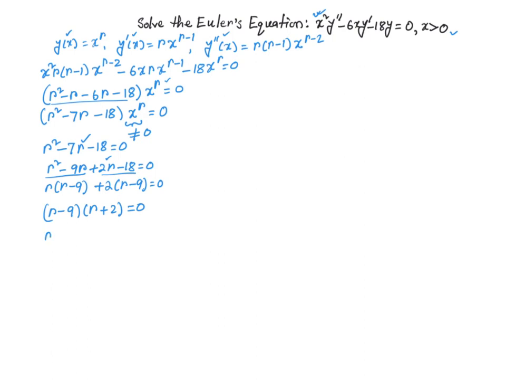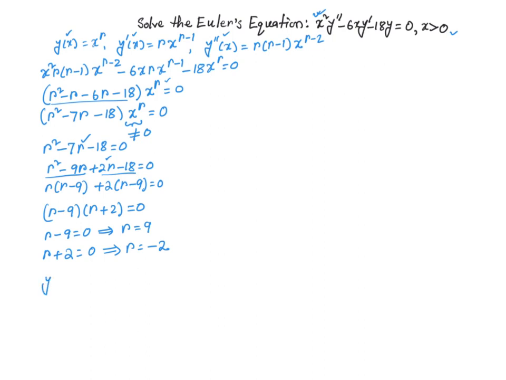Now, if r minus 9 is equal to 0, that implies that my r is going to be what? 9, or I'll call it r1, okay? So the other one is r plus 2 is equal to 0. That implies that my r is going to be negative 2. So my r1 is 9 and r2 is negative 2.